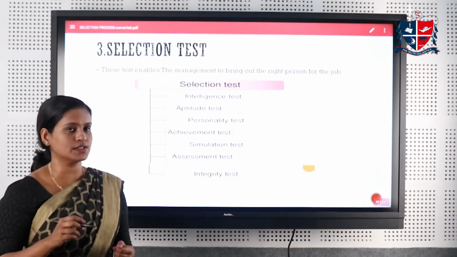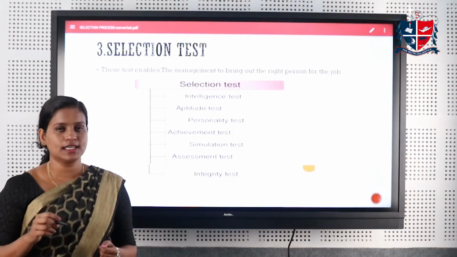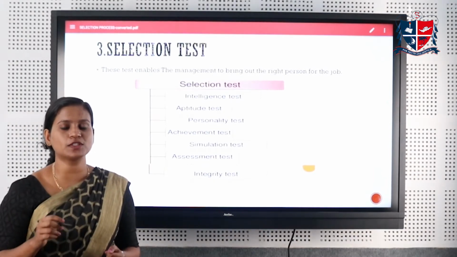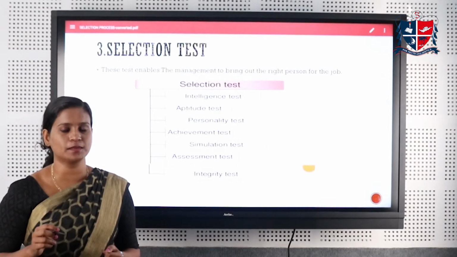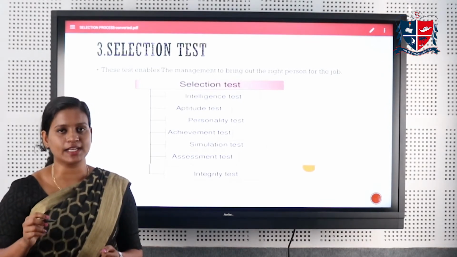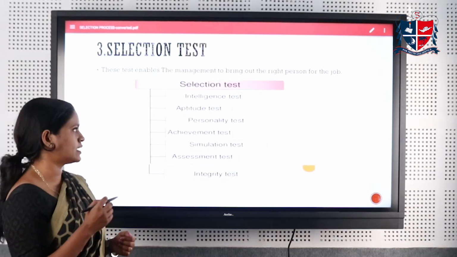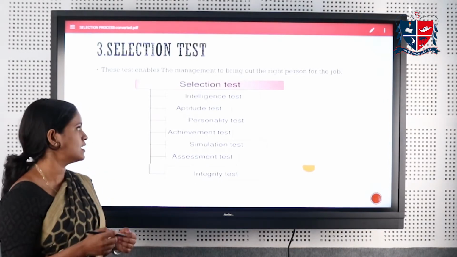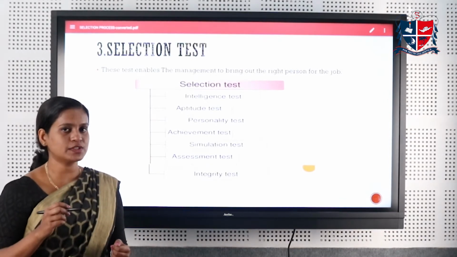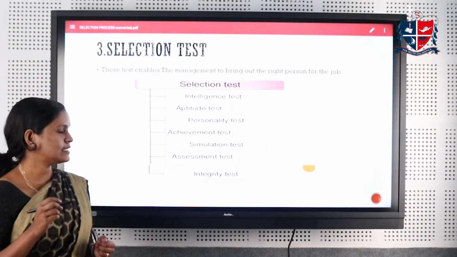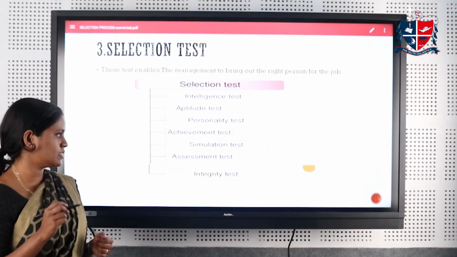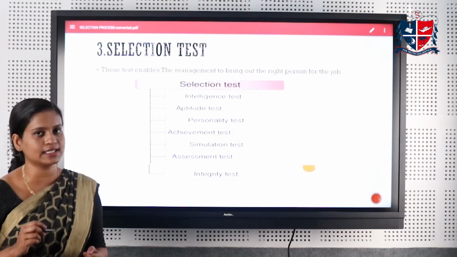Then the third procedure is the selection test. The selection test helps the management to ensure the right person for the job. There are several types of selection tests, and some of the major tests used in the selection process are the intelligence test, aptitude test, personality test, achievement test, simulation test, assessment test, and integrity test.